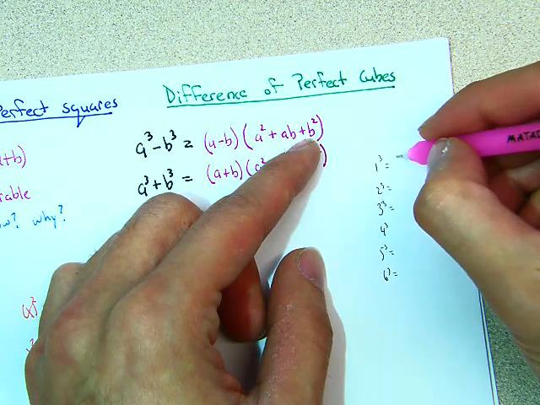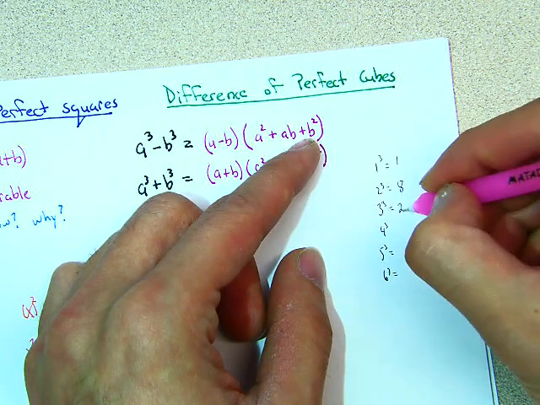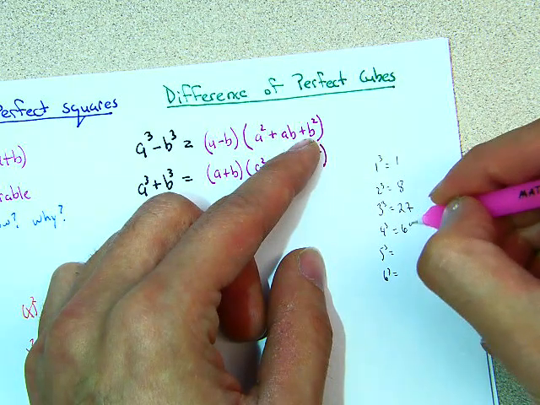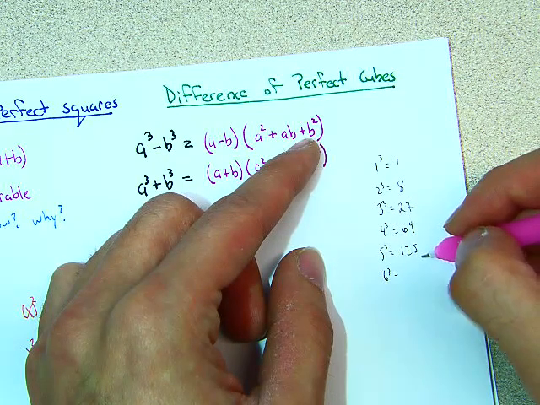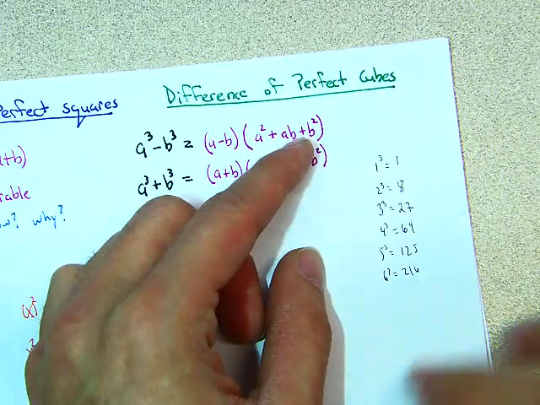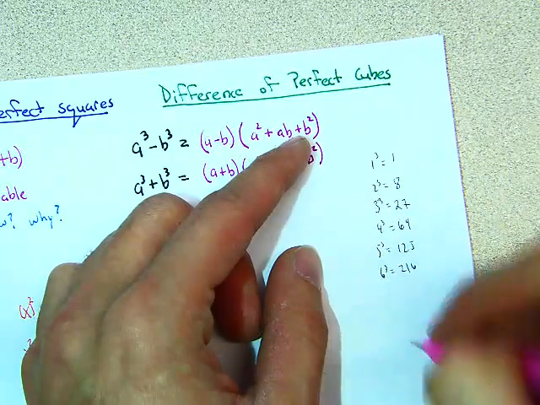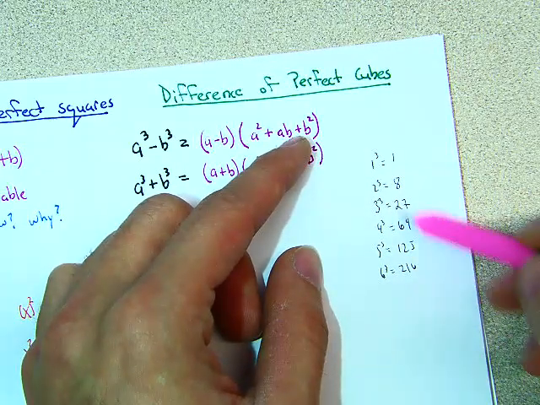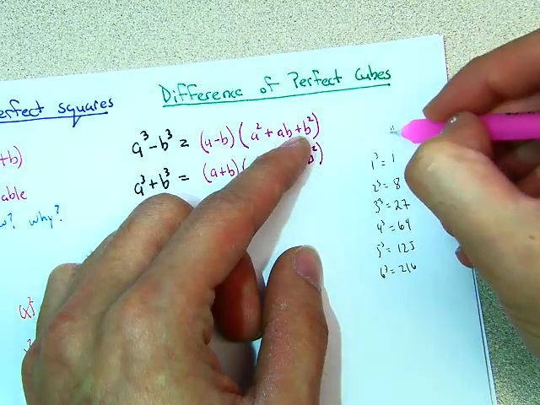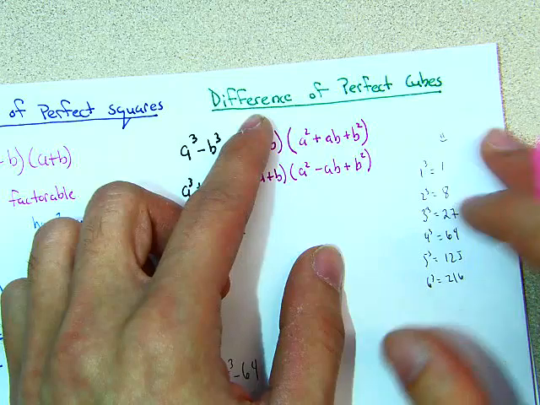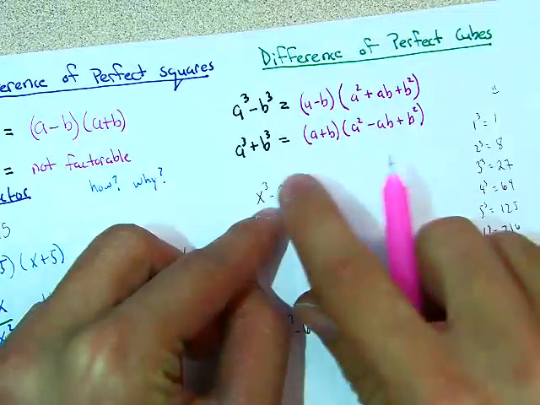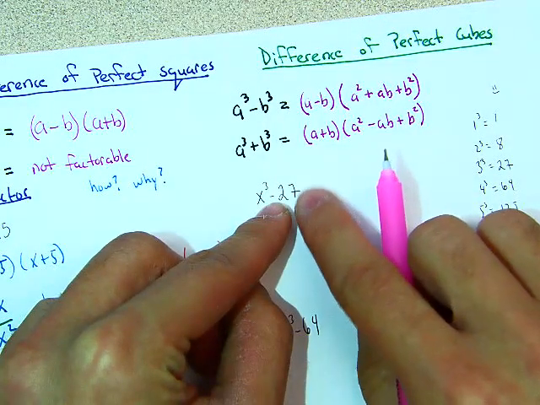1 times 1 times 1 is 1. This is 8. This is 27. This is 64. This is 125. 6 cubed, what is 6 cubed? 216. So these are the perfect cubes, and they just keep going on. So remember, if we see perfect cubes, these are a big happy face, because if we had a happy face for perfect squares, now we want a happy face for perfect cubes. So here, 27 is a perfect cube.